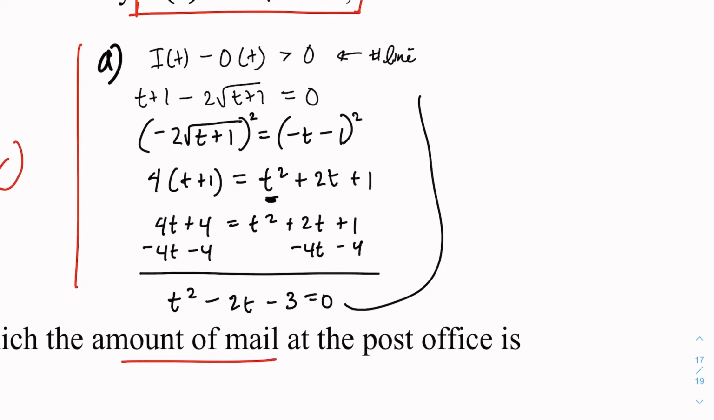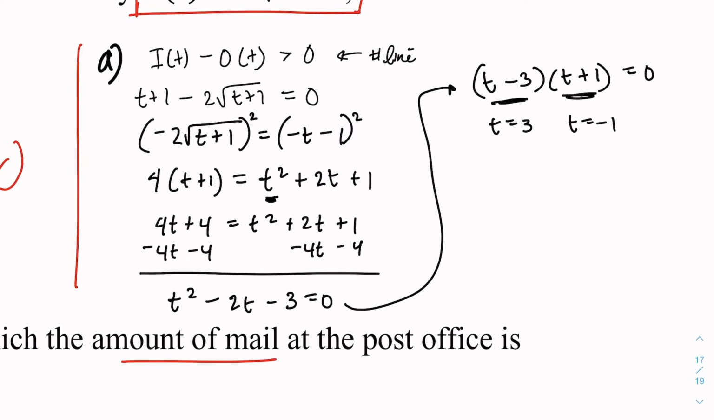Great, so I can see that my roots are t minus 3 and t plus 1. Therefore, at t equals 3 and at t equals negative 1, the rate of change is 0. So that means that the incoming and the outgoing mail equal each other. So at those moments, the amount of mail that I have is staying the same. But negative 1 doesn't make sense. We don't have negative times.